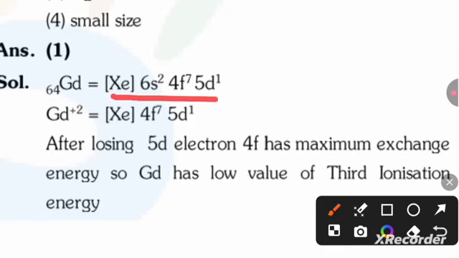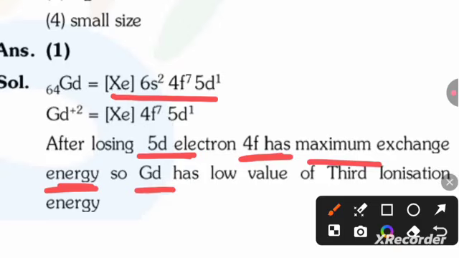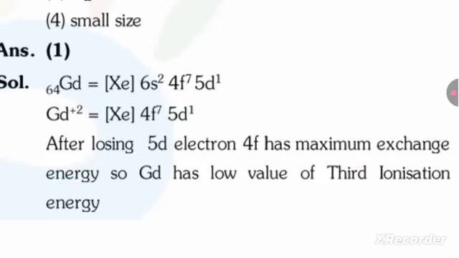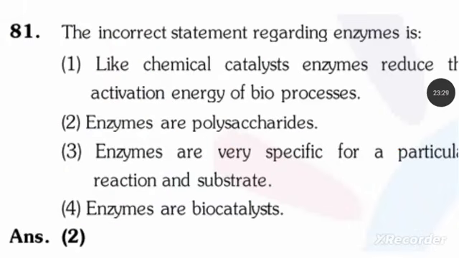So after losing the 5d electron, 4f has maximum exchange energy. So Gd has a low value of third ionization enthalpy. This is a very easy question. The incorrect statement regarding enzymes: the enzymes are polysaccharides. So this is the incorrect statement because enzymes are protein in nature.